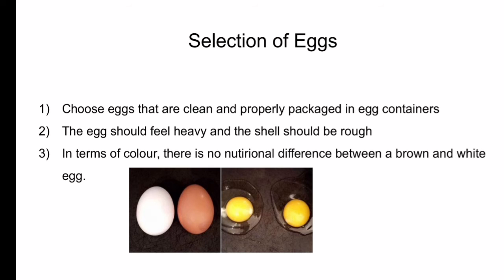Here are a few guidelines to follow when selecting eggs for purchase. Number 1, choose eggs that are clean and properly packaged in egg containers, and this will ensure that they meet hygienic standards. Number 2, the egg should feel heavy and the shell should be rough. And this is one of the ways to test for freshness of eggs. And number 3, to answer the brain teaser question, in terms of color, there is no nutritional difference between a brown and a white egg. The color of the eggshell is dependent on the breed of the chicken that laid the egg.